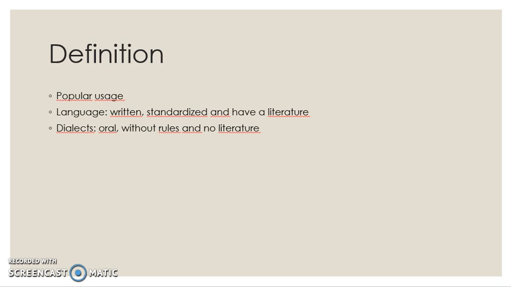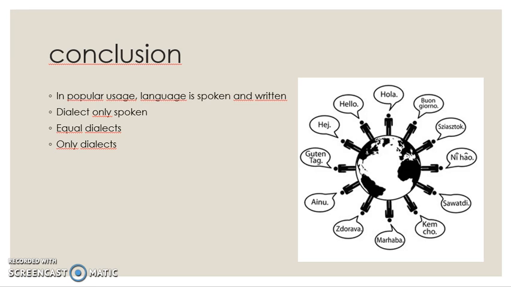So actually, what's the conclusion of the text? In popular usage, language is written in addition to being spoken, while dialect is just spoken. But in a scientific sense, the world is buzzing with equal dialects, often shading into one another like colors. There's no such thing as a language, and there are only dialects.